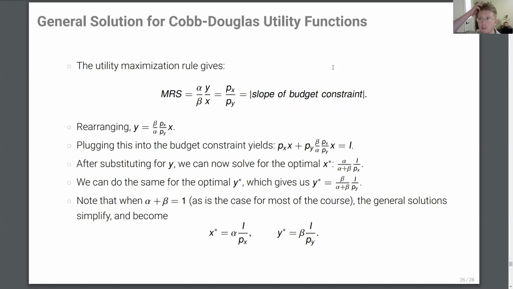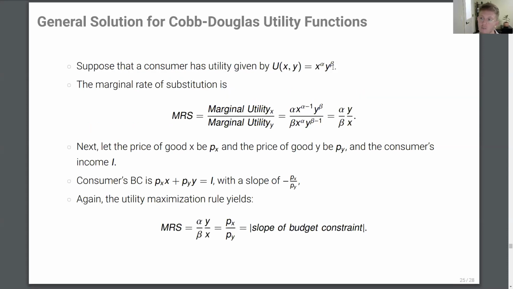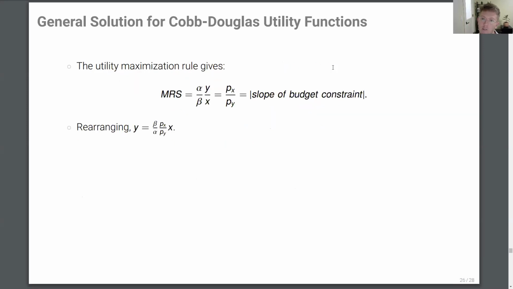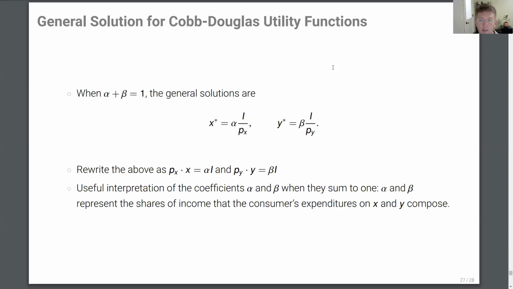So that's the intuition that I'd take away from this general solution, is that in Cobb-Douglas utility, we know what fraction of our income is spent on each good just by looking at the magnitude of the exponents and what goods they're associated with. And so this slide just spells out in writing what I just said.